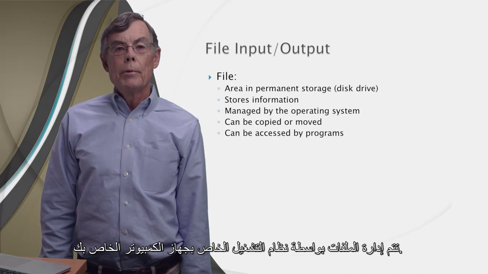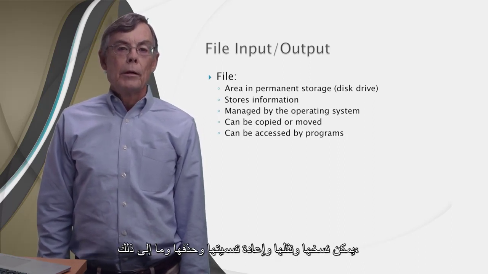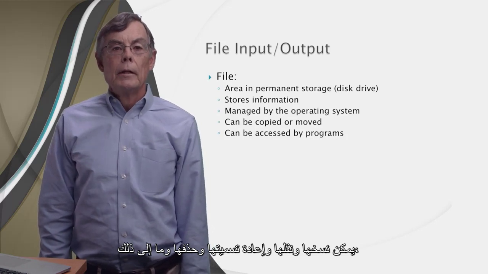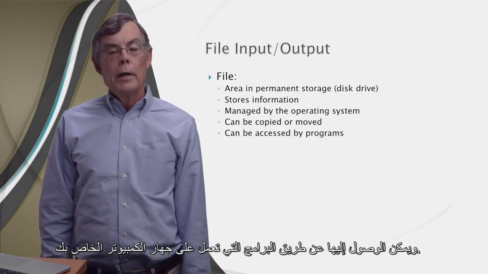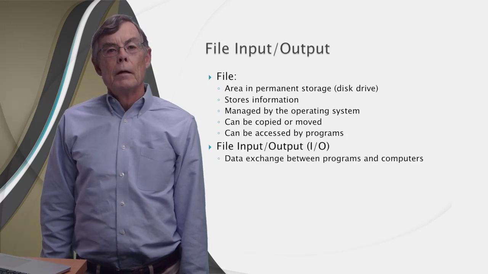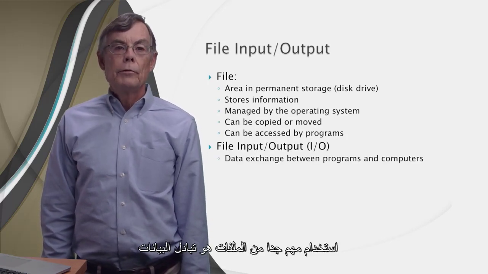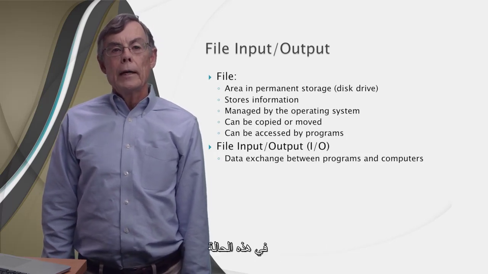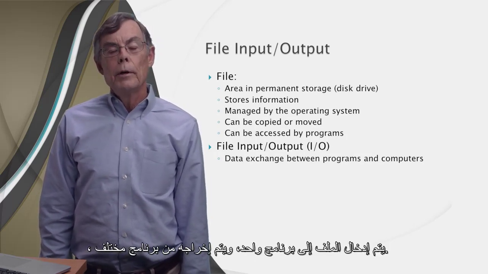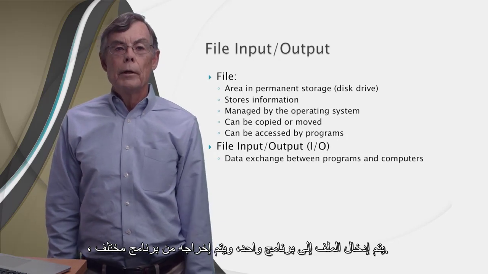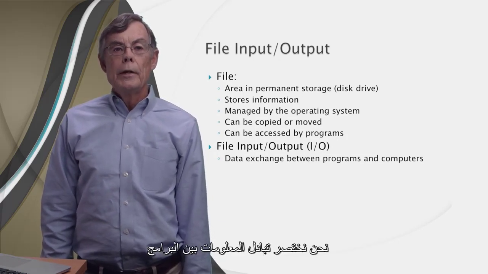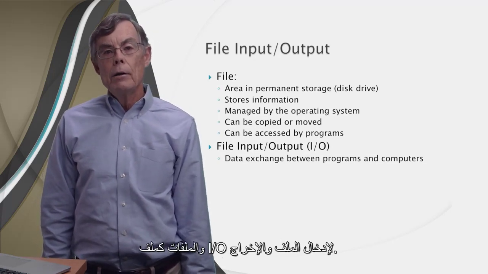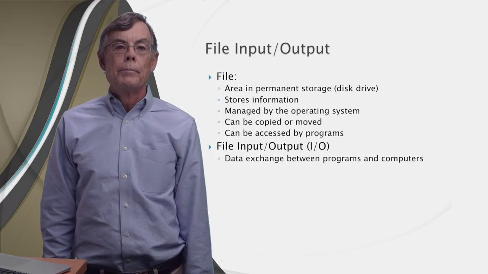Files are managed by the operating system of your computer. They can be copied, moved, renamed, deleted, etc. And they can be accessed by programs running on your computer. A very important use of files is to exchange data between different programs and different computers. In that case, a file is input to one program and it's output from a different program. We abbreviate the interchange of information between programs and files as file I/O for file input and output.